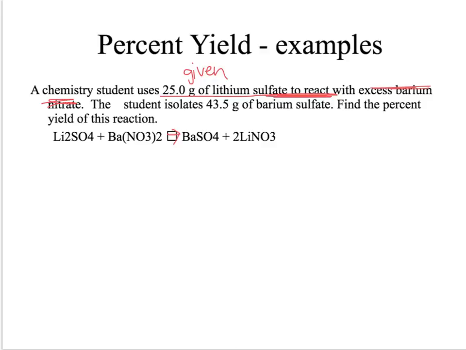And it says the student isolates 43.5 grams of barium sulfate. And that's one of those words that we need to look for. When we say isolates, that's kind of the same thing as it made it. So that is going to be our actual yield. And of course, we don't want to do anything with that yet because we want to save that for the end.